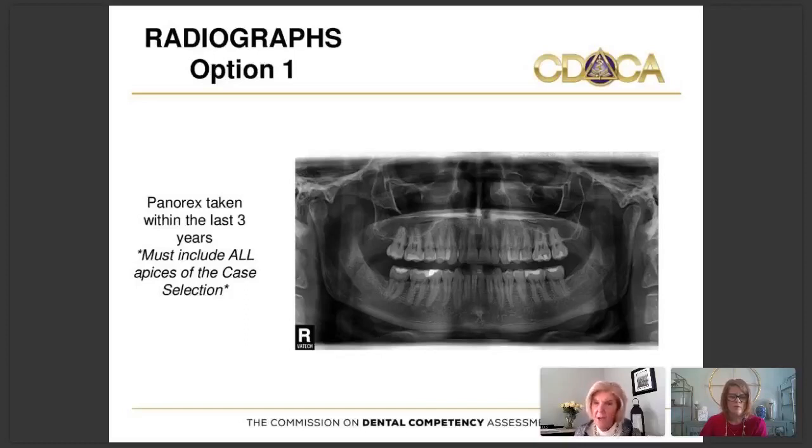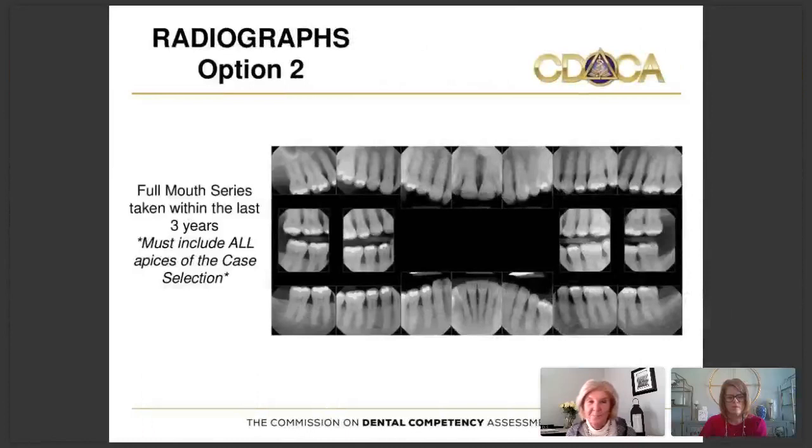So here's an example of a Panorex. Remember, the requirement is that they be taken within 3 years. And a Panorex is a nice, easy way to be able to see the apices of all of the roots of the teeth within the case selection. So that's an easy way to do it.